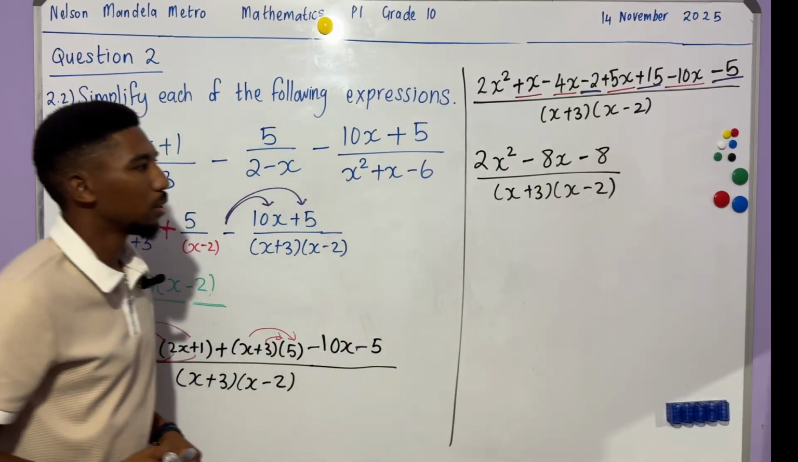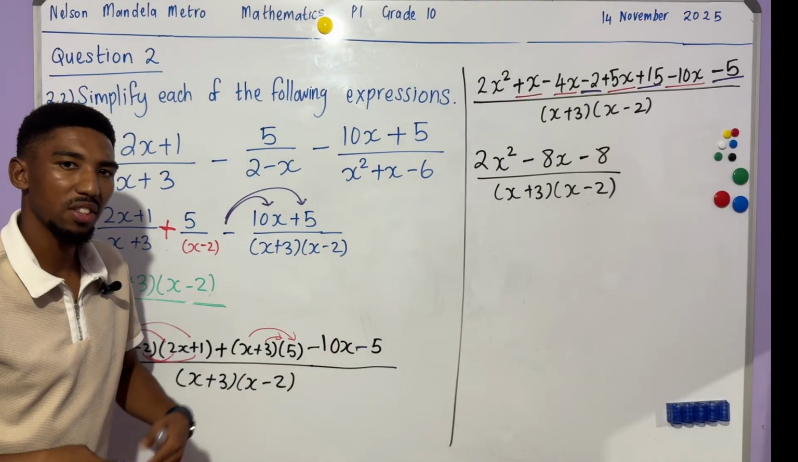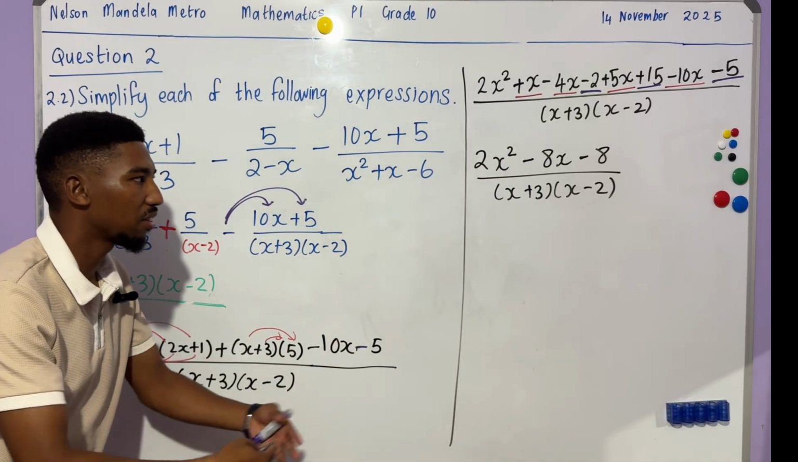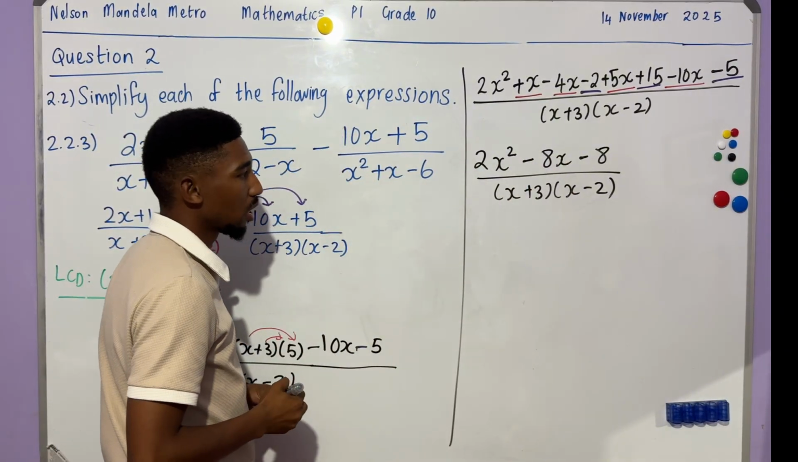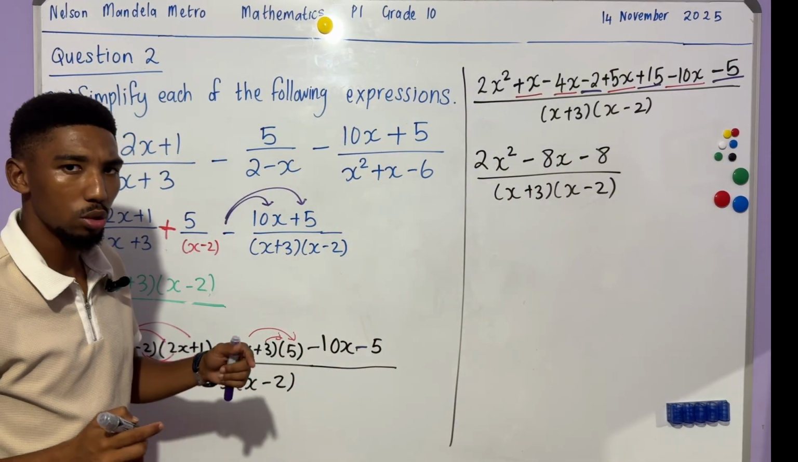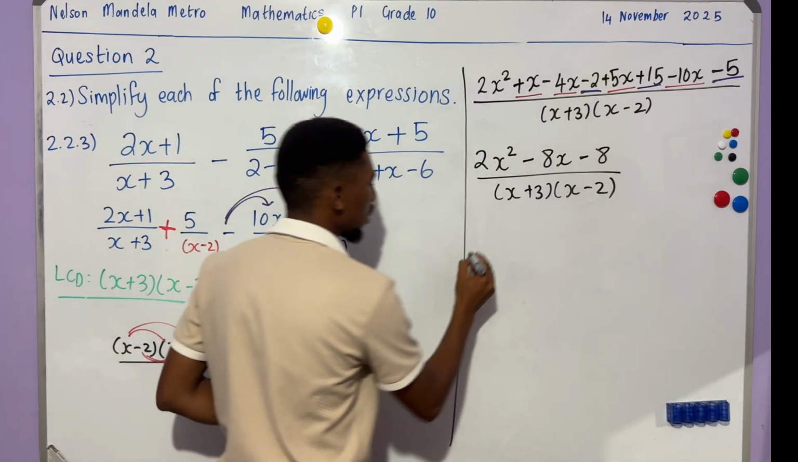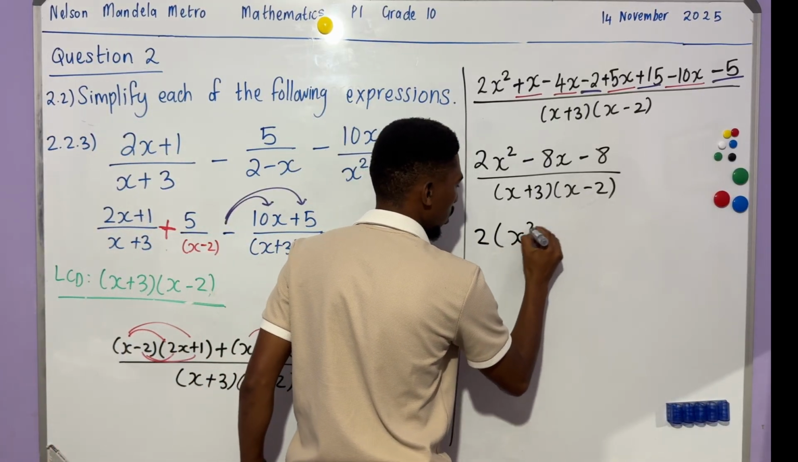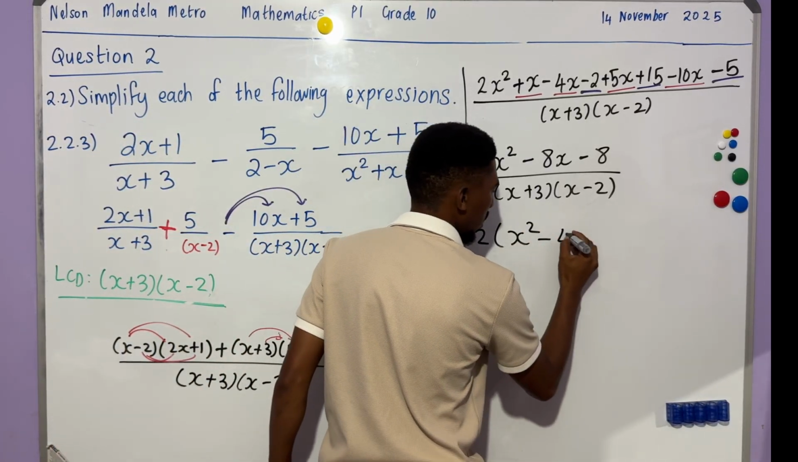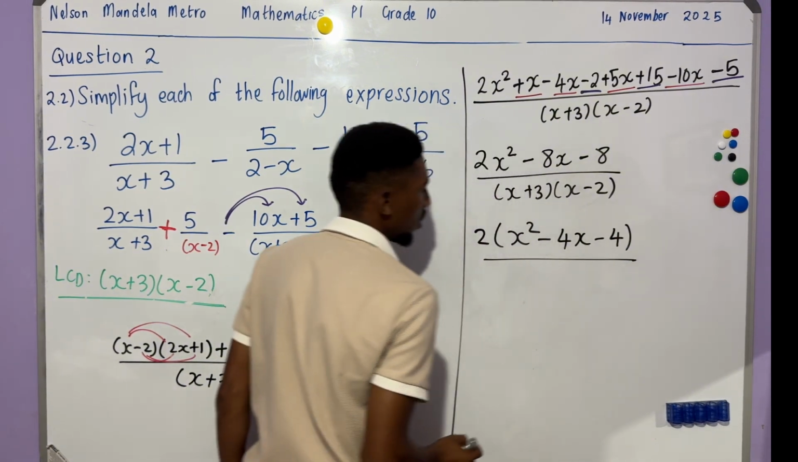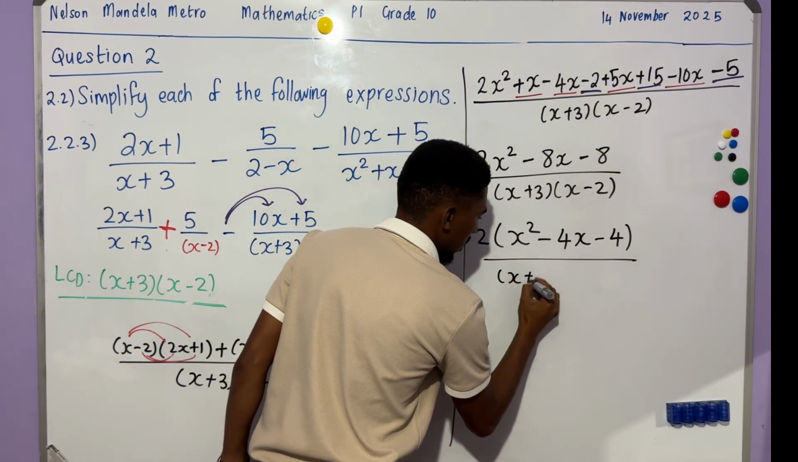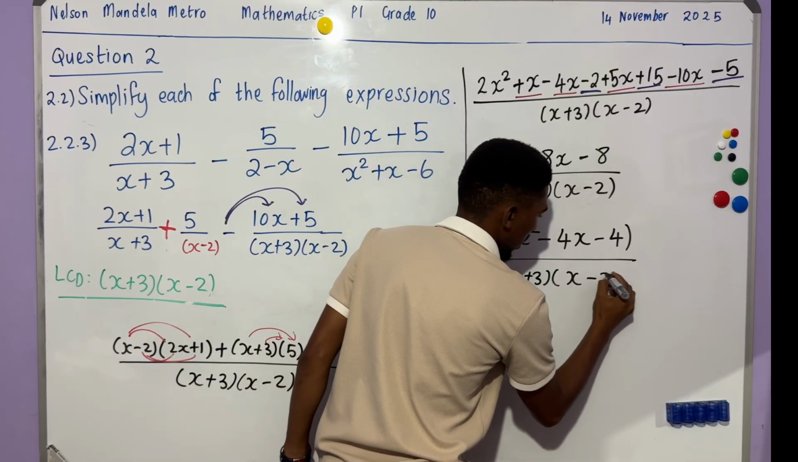When I look at that, we are still not finished. I ask myself, can I factorize further? Can I simplify further? I see at the top a trinomial, but before the trinomial, you see a common factor of 2. So I take the 2 out, I have x squared in the middle, minus 4x minus 4, all over x plus 3, x minus 2.